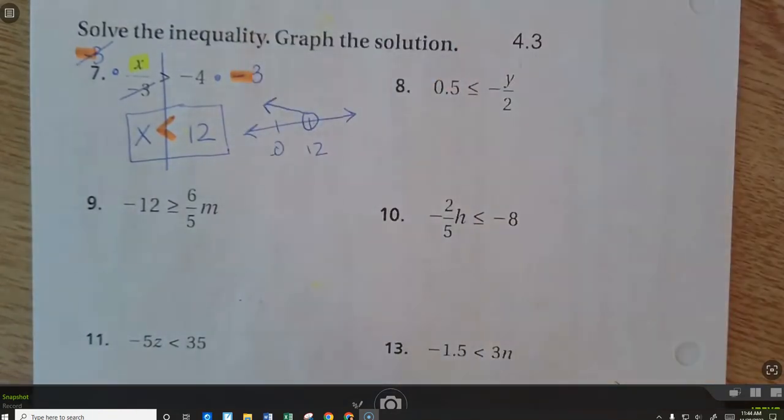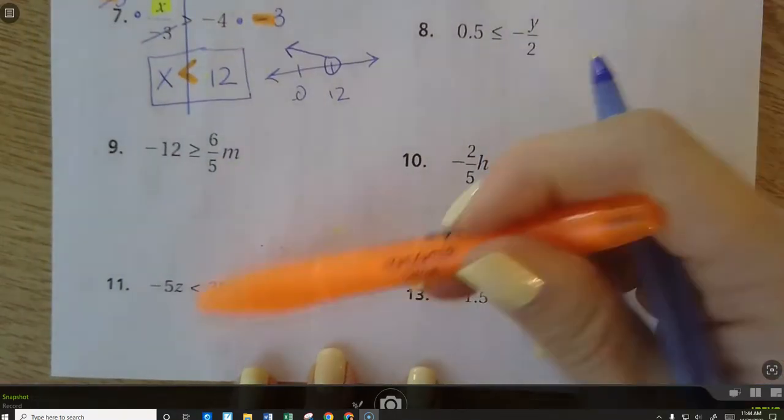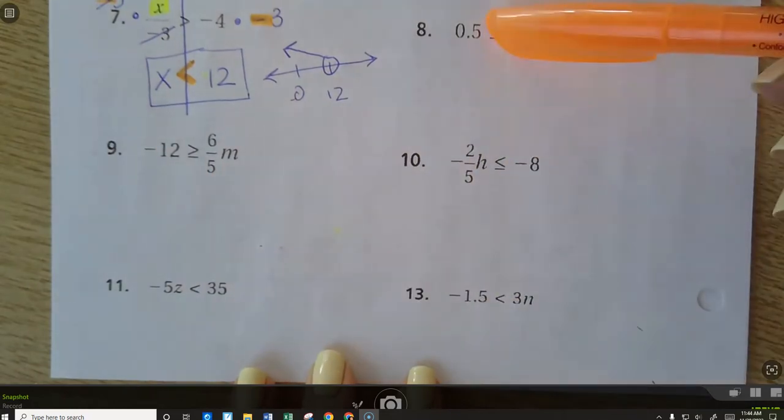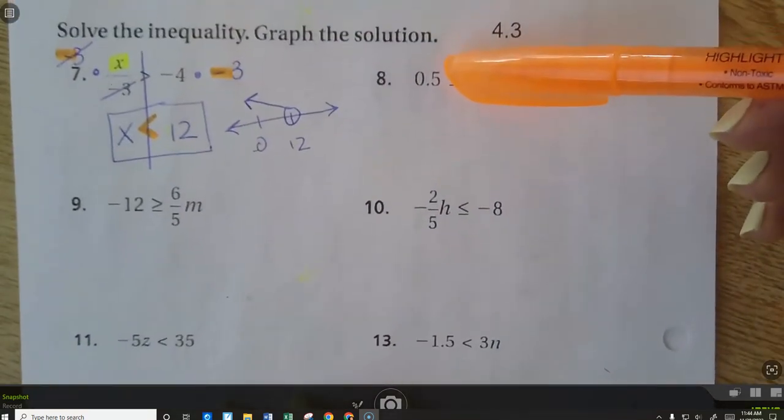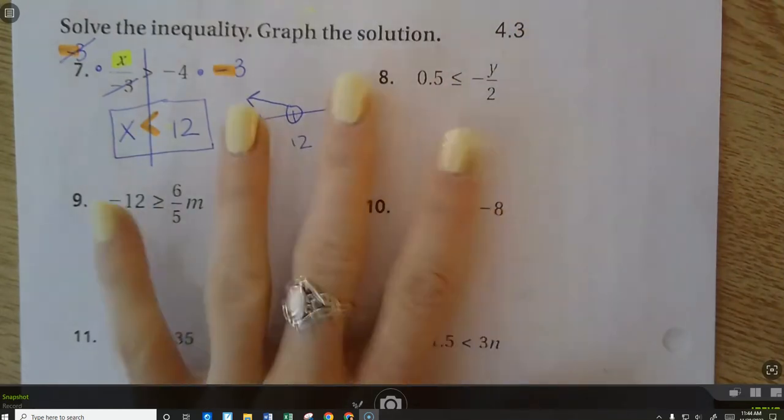Okay, so that took us about, maybe a minute or so per question. So we'll pause for about 5 minutes and finish these. You have 5 questions left in this section. I want you to finish them now, and we'll hit play when everybody's ready to go over these.